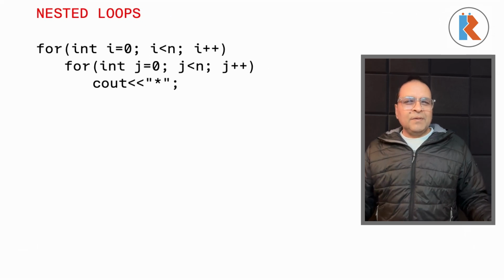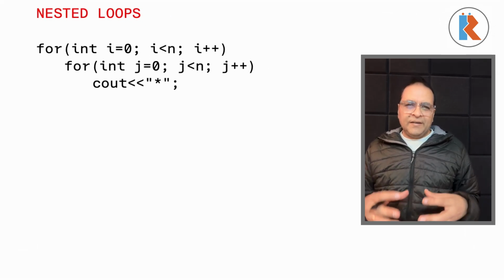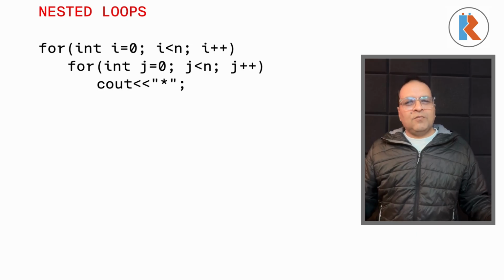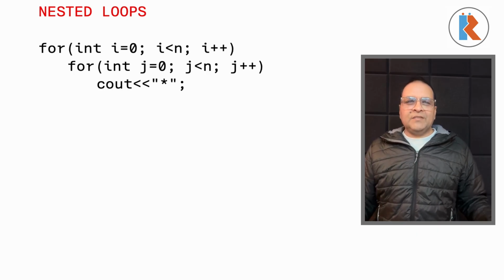Now let us see some examples where the loop is nested, which means that we have one loop inside the other loop. We are showing the for loops here, but this can be a combination of while loops also, or it can be a mix and match, where the outer loop is a for loop and the inner loop is a while loop, or the other way around.